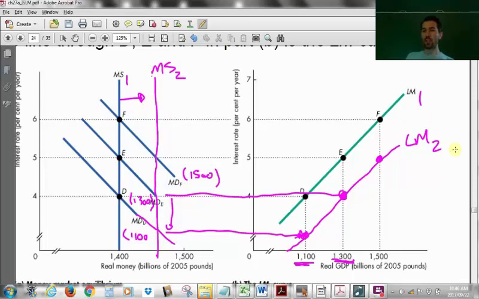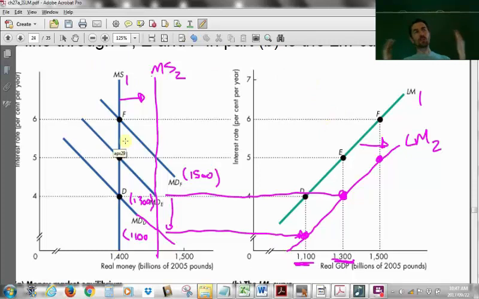Are you happy that the position of my LM curve depends on the position of my MS curve, my money supply curve? So if I shift my money supply curve right or left, are you happy that that would shift my LM curve right or left? If I shift my money supply curve to the right, which way does my LM curve go? To the right. If I shift my money supply curve to the left, my LM curve would go to the left.